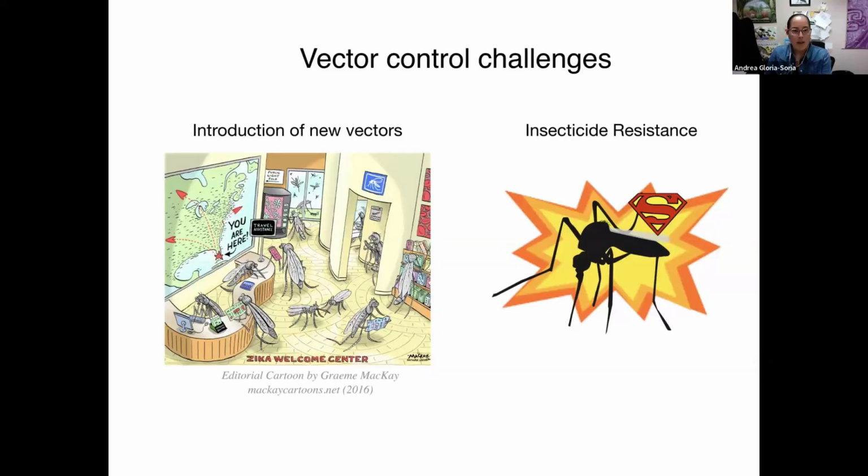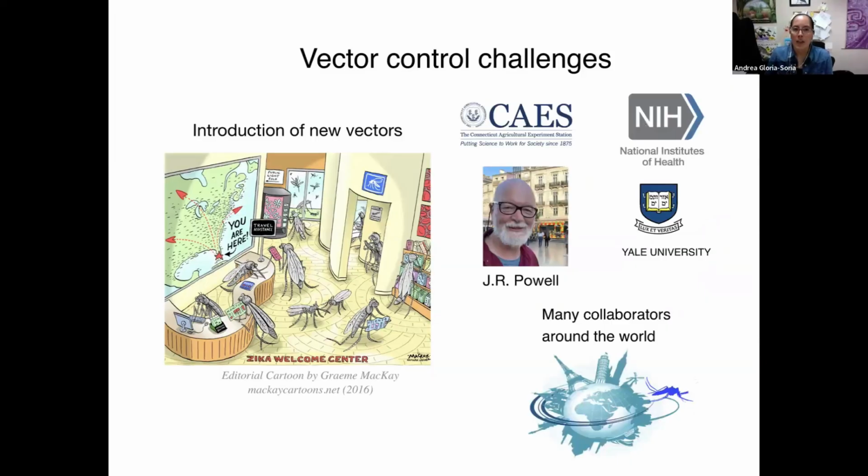I'm gonna start with the first challenge, which is the introduction of new vectors to areas where they had not been before. And this work has been done on the Aedes aegypti mosquito for over a decade in collaboration with Dr. Jeffrey Powell at Yale University and with funding from NIH. This work is also not possible without the collaborations that we have all over the world, which send us the interesting mosquitoes to the lab.